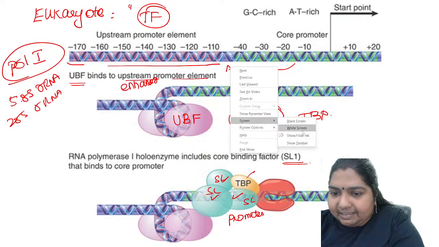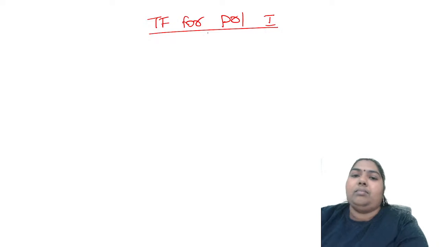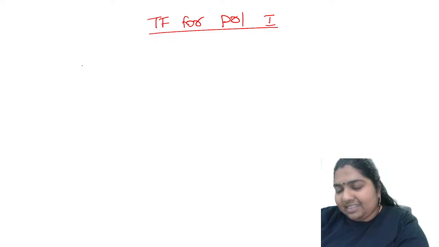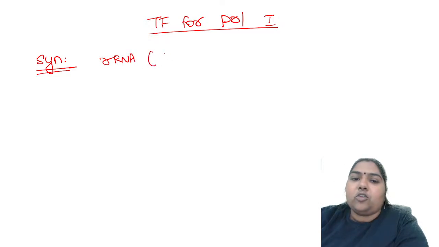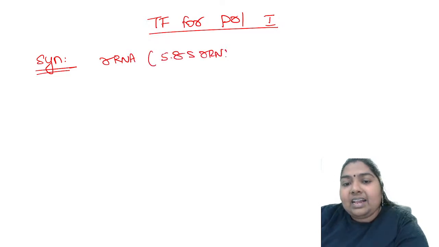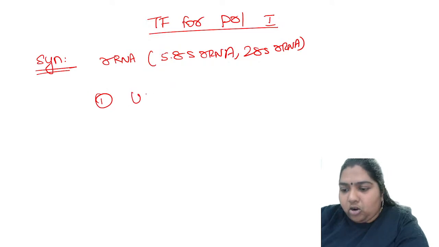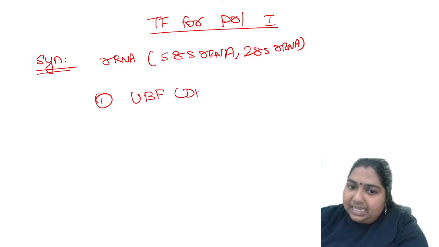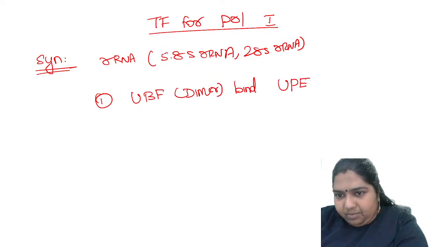Shall we summarize? These are the transcription factors for Pol 1. Usually you study the transcription factor only for Pol 2, but remember, Pol 1 also contains transcription factors. Pol 1 is going to synthesize your rRNA generally, the 5.8S rRNA as well as the 28S rRNA. It contains a factor called UBF, which is a dimer. It is going to bind with your upstream promoter element.